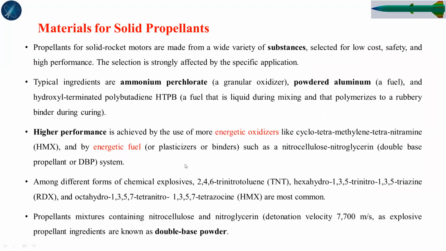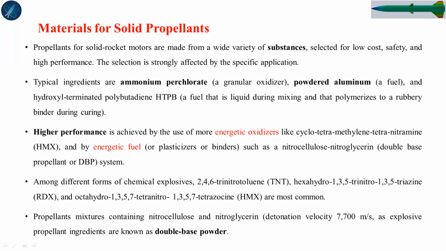The material selection for propellant is an important parameter. So propellants for solid rocket motors are made from a wide variety of substances selected for low cost. Cost aspect must be under consideration, safety aspect, and performance. So it integrates all the cost, safety, and the performance. So we can select propellant materials based on these parameters. So the selection is strongly affected by a specific application.